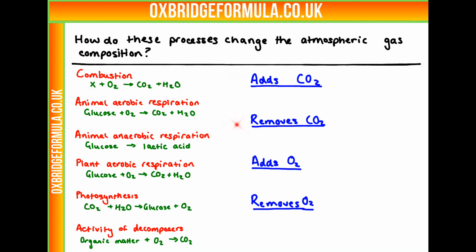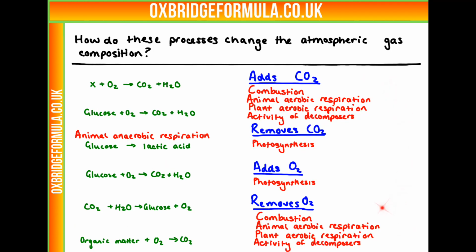So we're looking for things to add and remove CO2 and adding and removing oxygen. So if we start with combustion, we're seeing we're taking away oxygen from the atmosphere, using it to combust our fuel, and we're releasing CO2. So we can move that into our adds CO2, and then we need another one to go into our removes oxygen. So take a second and see if you can work out how these other ones are going to fill up our little table here.